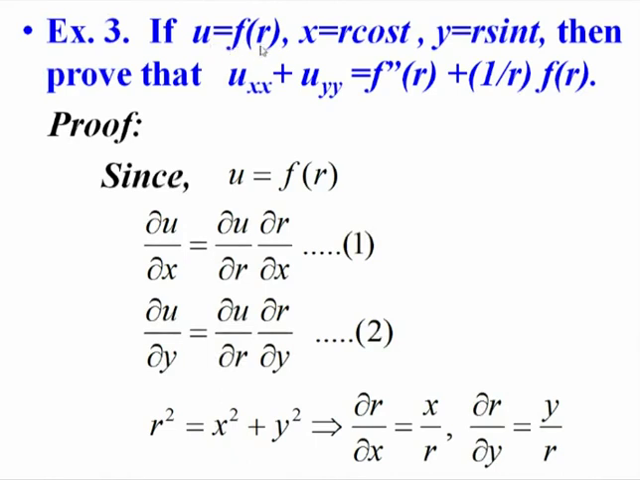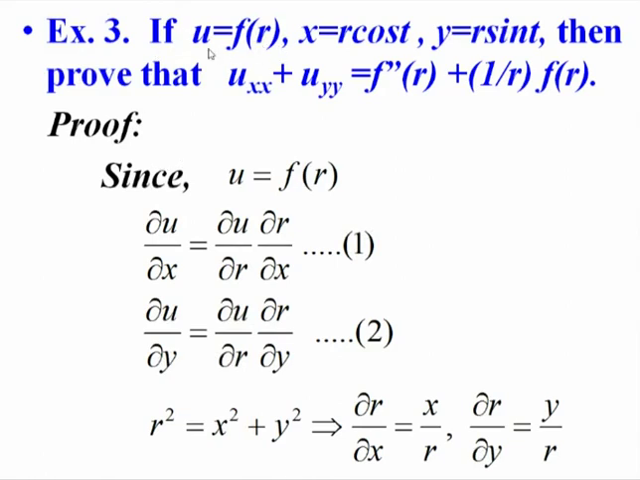Suppose u is a function of one variable r, and x is equal to r cos t, y is equal to r sin t. Then prove that uxx plus uyy is equal to f double dash r plus 1 upon r into f dash of r.